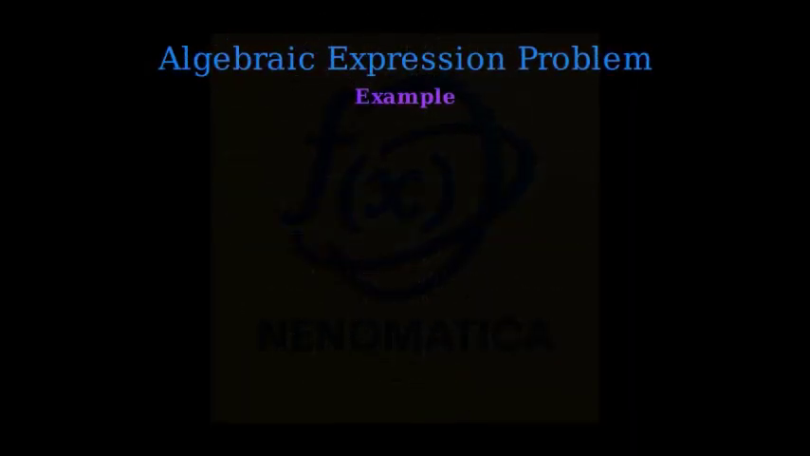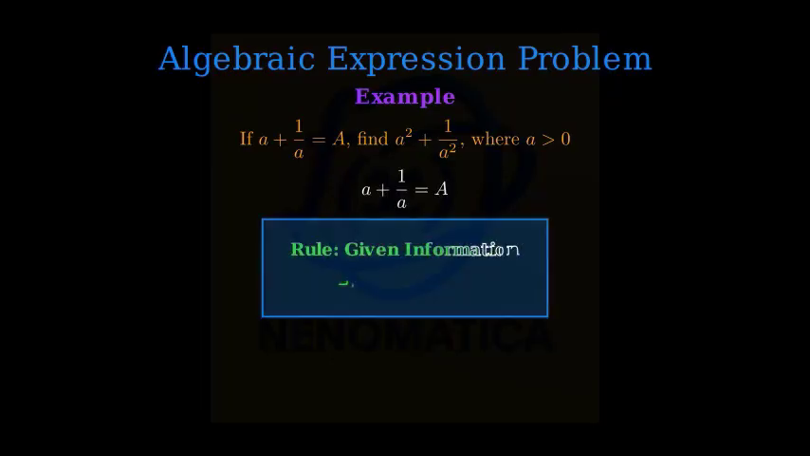Let's begin with our example. If a plus 1 over a equals 3, find the value of a squared plus 1 over a squared, where a is greater than 0. First, let's identify what we know. We're given that a plus 1 over a equals 3. Let's call this equation 1.